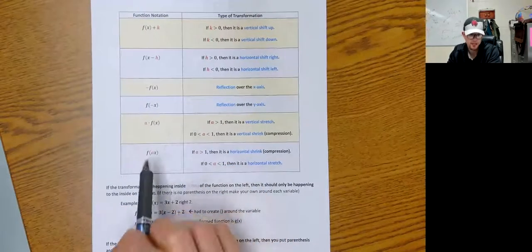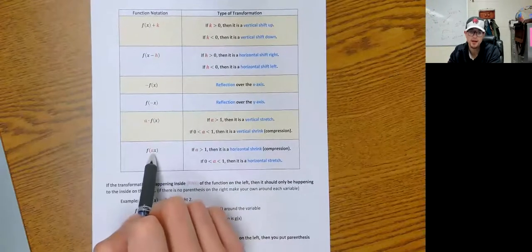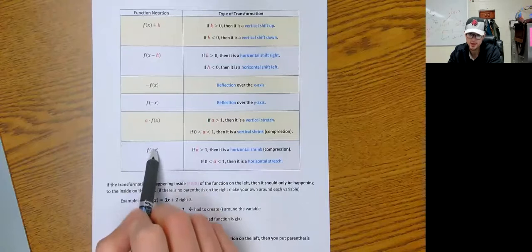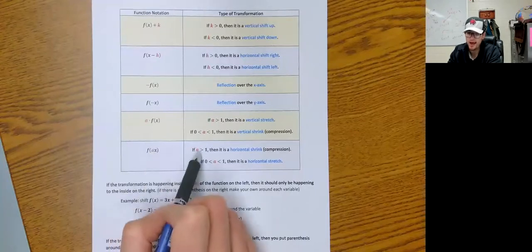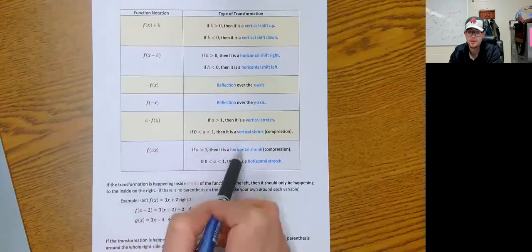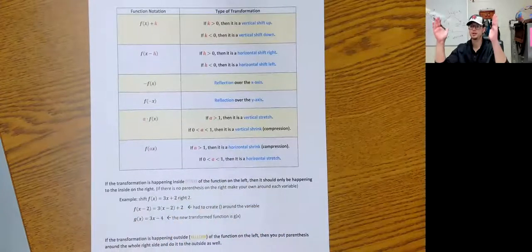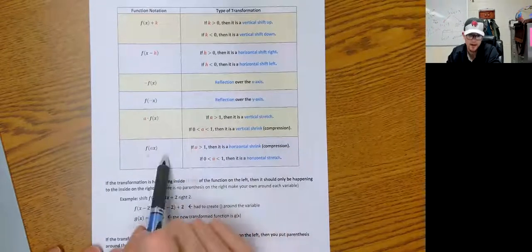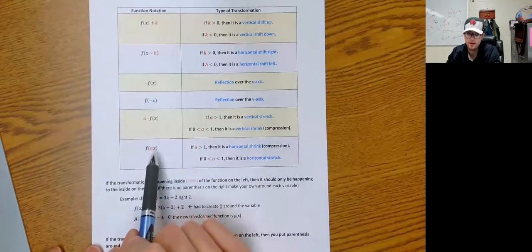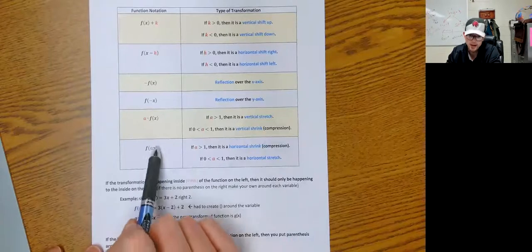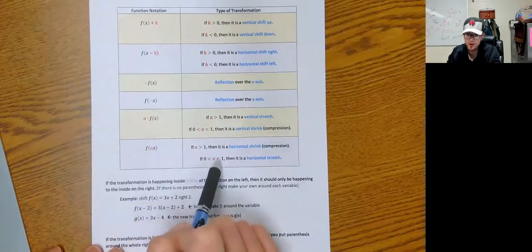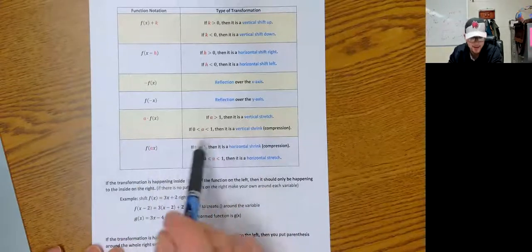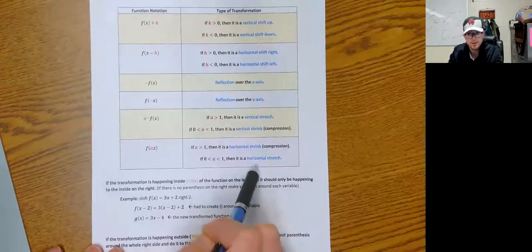All right. Now, if we multiply the input directly, not the whole function, but just the inputs directly, by a value that's greater than 1, then it's going to be a horizontal shrink. So that would be a compression this way. So we're going to horizontally smash it in. Now, if we multiply the variables directly by a value that's between 0 and 1, so like 1/2 or 0.573 or 0.9999, then that is a horizontal stretch.